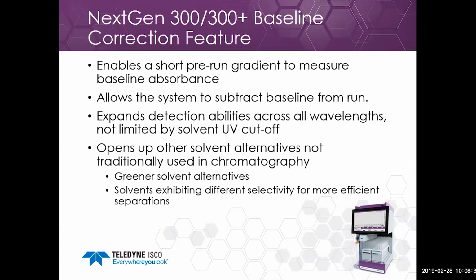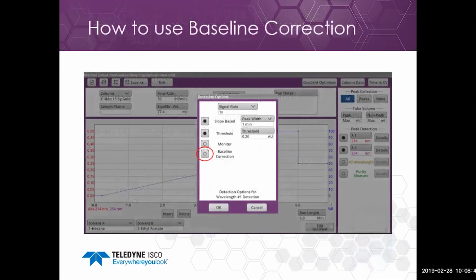This opens up greener solvent alternatives as opposed to the traditional solvents we use. And then you can also use solvents that maybe exhibit different selectivities for more efficient separations. So if you're interested in enabling this feature, you can do so in the method editor on the NextGen. If you click on the details button next to the wavelength, you can select baseline correction, and it will enable it for all wavelengths.